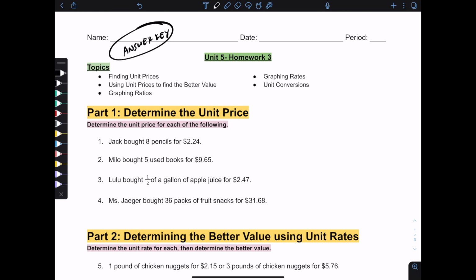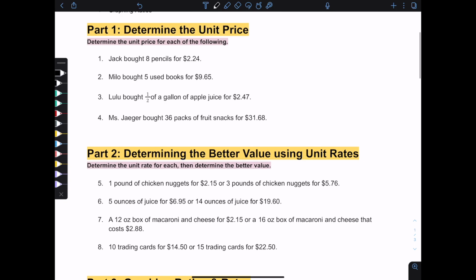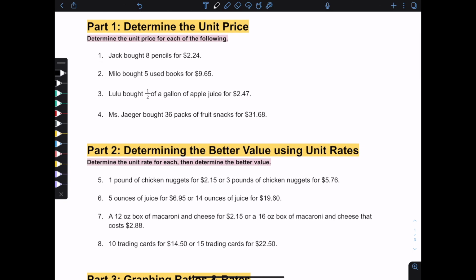So let's look at number 1. In part 1, we're going to determine the unit price by writing rates first. So for number 1, it says Jack bought 8 pencils for $2.24. So I'll take the $2.24, and that's for 8 pencils. And to find the unit price, we just have to find out the price of 1 pencil. And to do that, we'll divide top and bottom both by 8. So we get the price for 1 pencil.